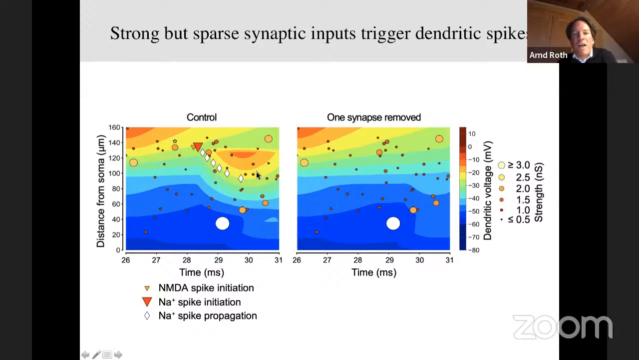Of course, it couldn't happen without the background, which is fully shown, of the synapses that are also activated elsewhere in other branches. And the synapses are indicated by color and size in terms of their weight. So the strong synapses are here, and the standard synapses are the small ones.